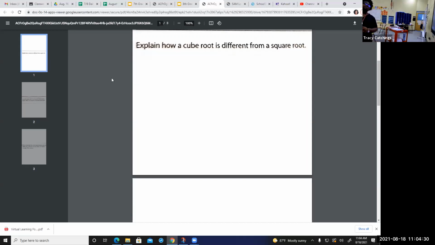All right, number one asked us, explain how a cube root is different from a square root. All right, someone, you can unmute yourself and give us your response.